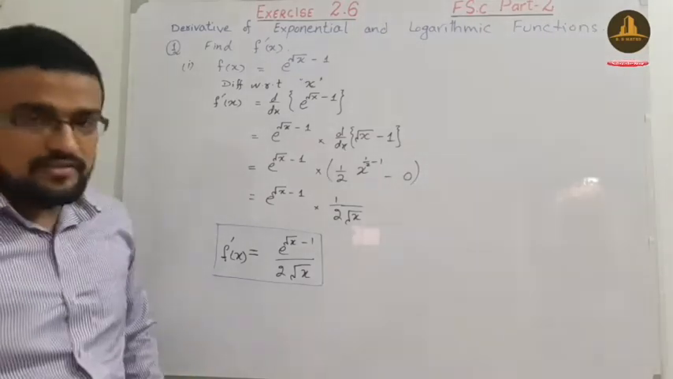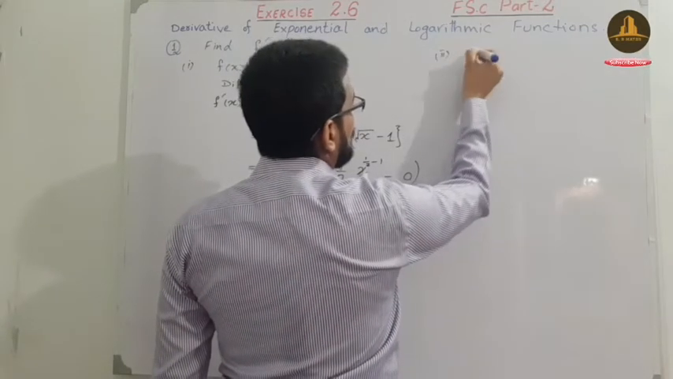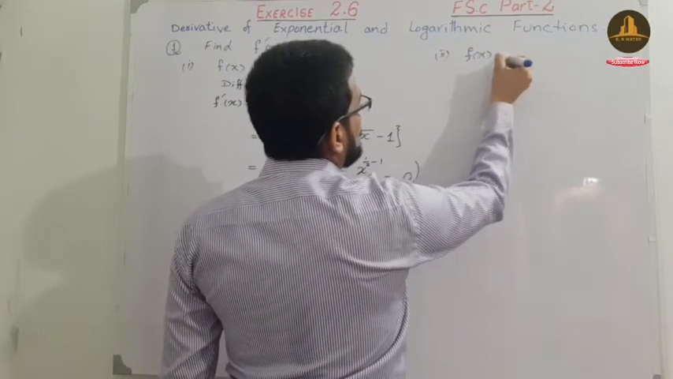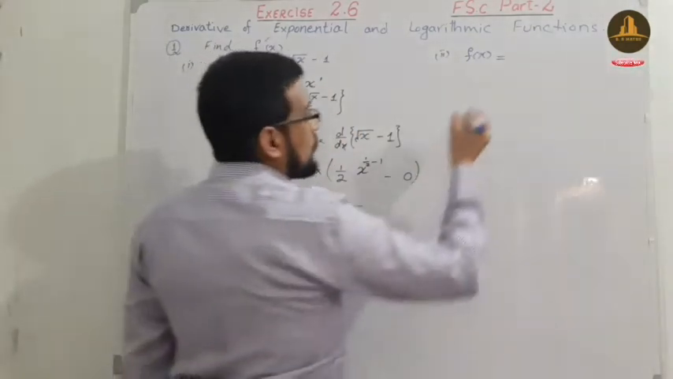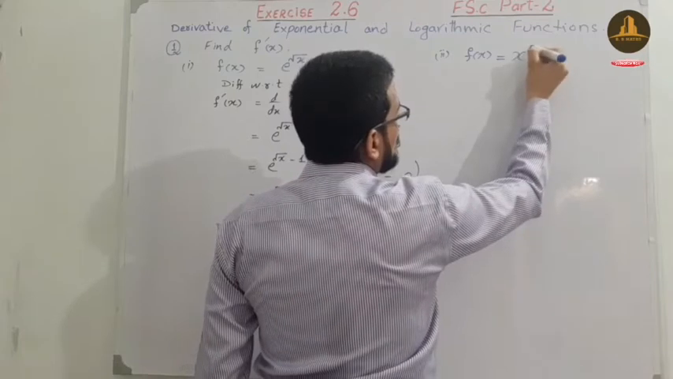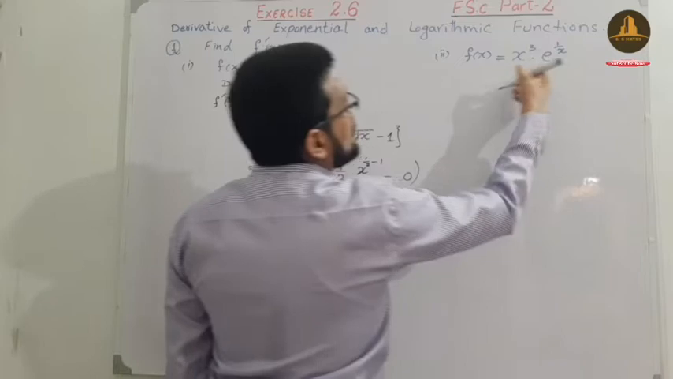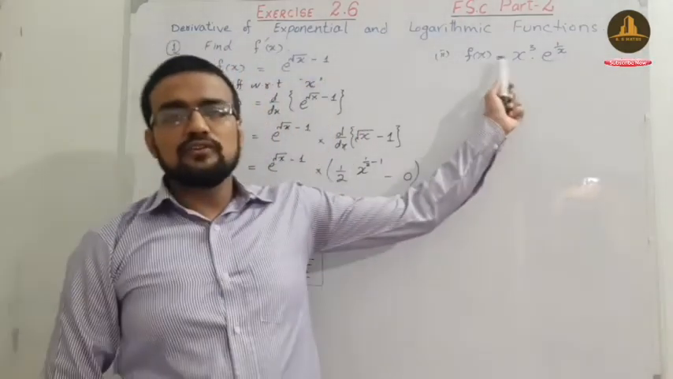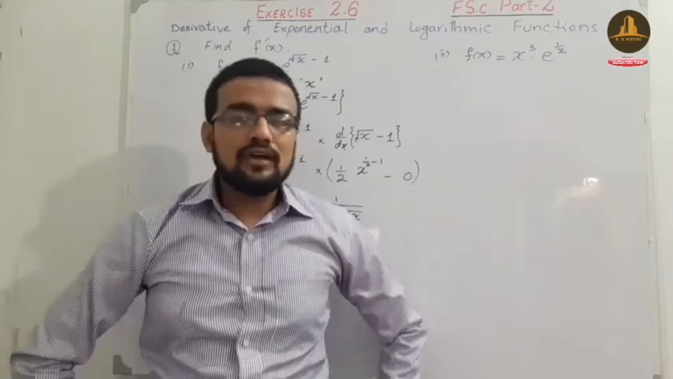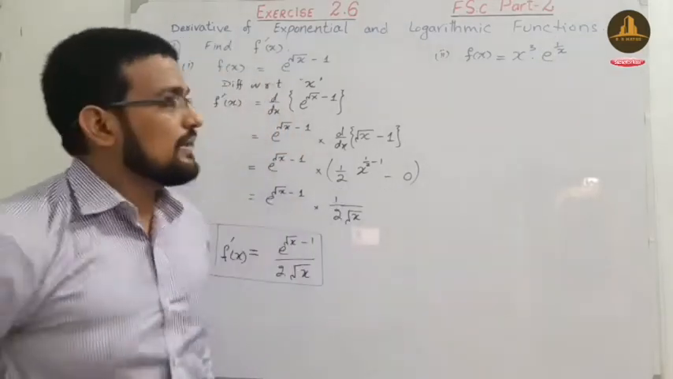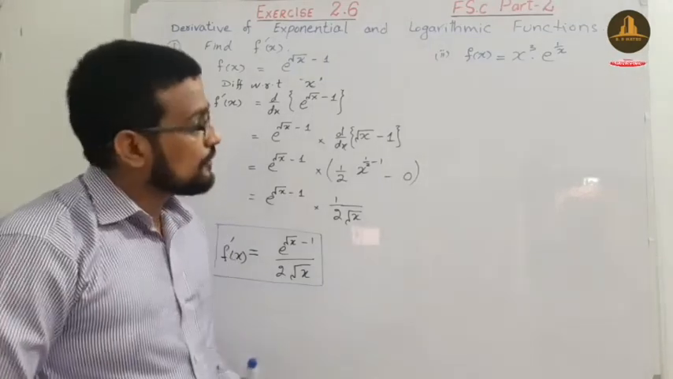f prime. f of x is x raised to power 3 into e raised to power 1 over x. Here, students, these are two functions, x raised to power 3 and e raised to power 1 over x, and the two functions are in the form of a product, so we use the product rule of derivative.